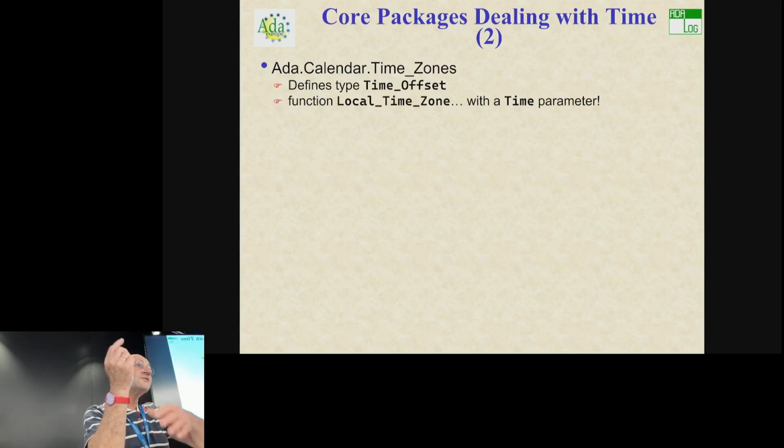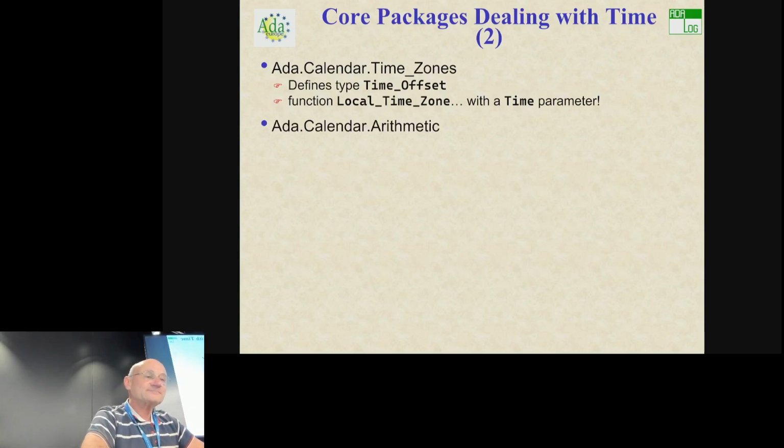of difference to UTC. So you have a function called Local_Time_Offset that gives you your local time zone, the time zone where you are, as a number of minutes. And the funny thing is that it has a time parameter. You must give it a time to get the offset. Once again, because the offset depends on the time, okay?